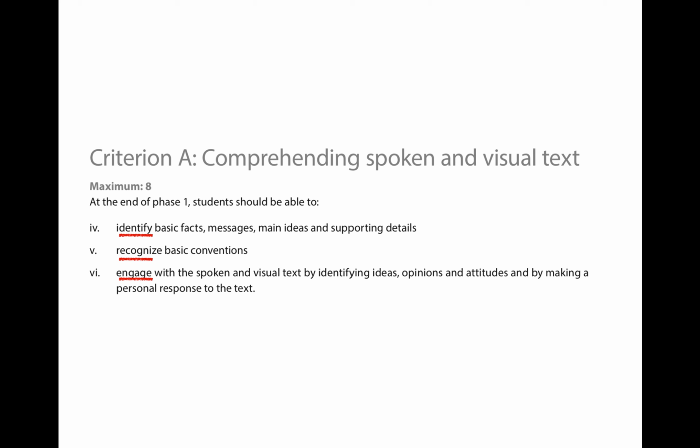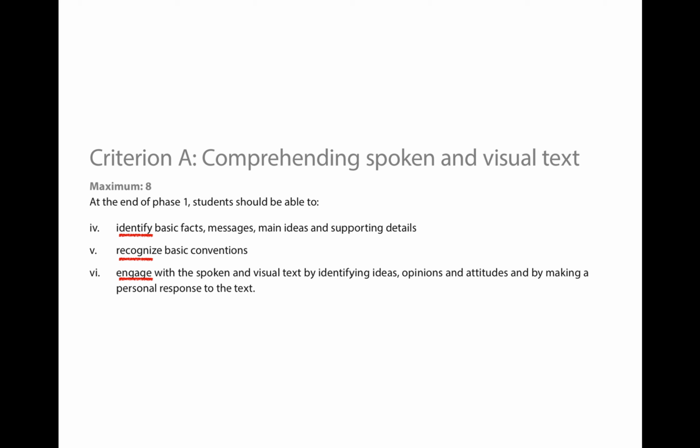So A, comprehending spoken and visual text. Here it is very clear: the verbs are there to identify. If students are listening to a song or watching a video, they will identify the basic facts, message, main ideas, and supporting details. Of course, we have to explain to them what the basic facts, message, main ideas, and supporting details are. Recognize basic conventions. That's something we have to work on with students. If we're looking at an advertisement, what are the conventions of an advertisement? Engage with the spoken and visual text.